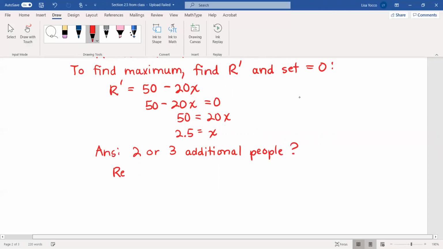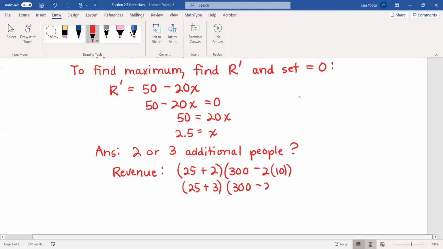All right, so let's just work it out. If we have 2 additional people, that's 25 plus 2 people, and the revenue is reduced by 2 times 10. If we have 3 additional people, the revenue is reduced by 3 times 10. So that's what, 27.